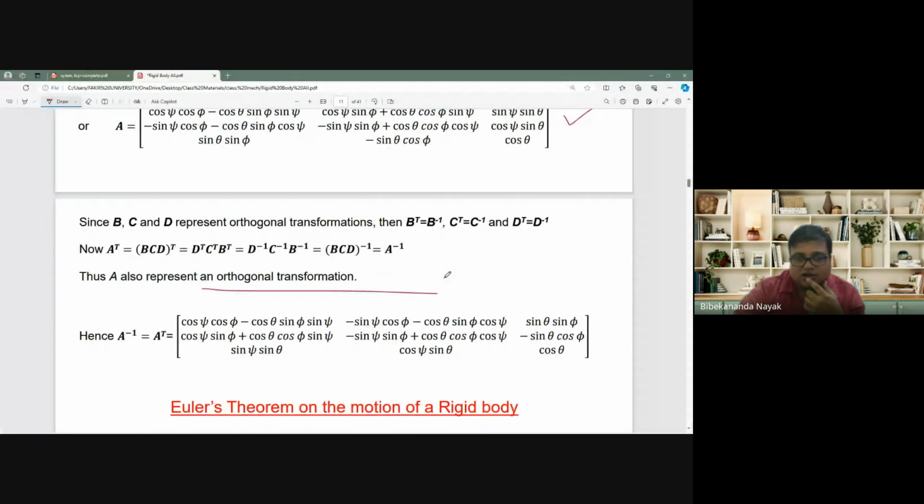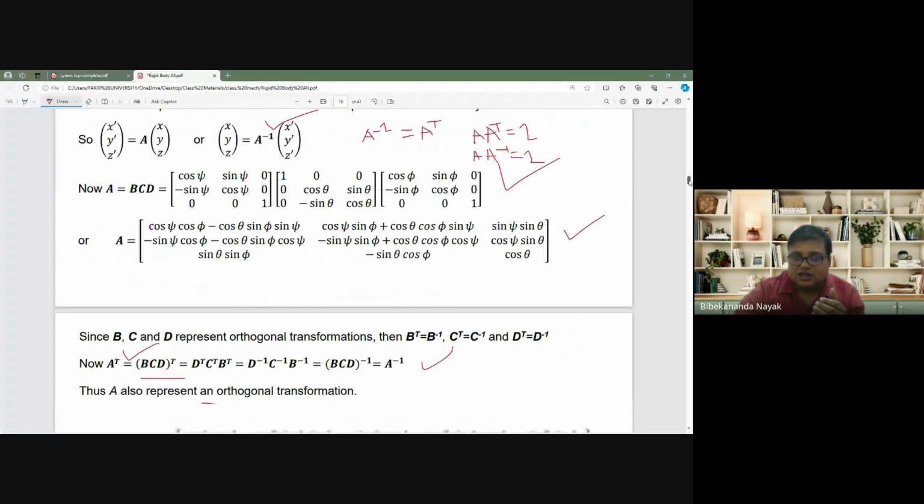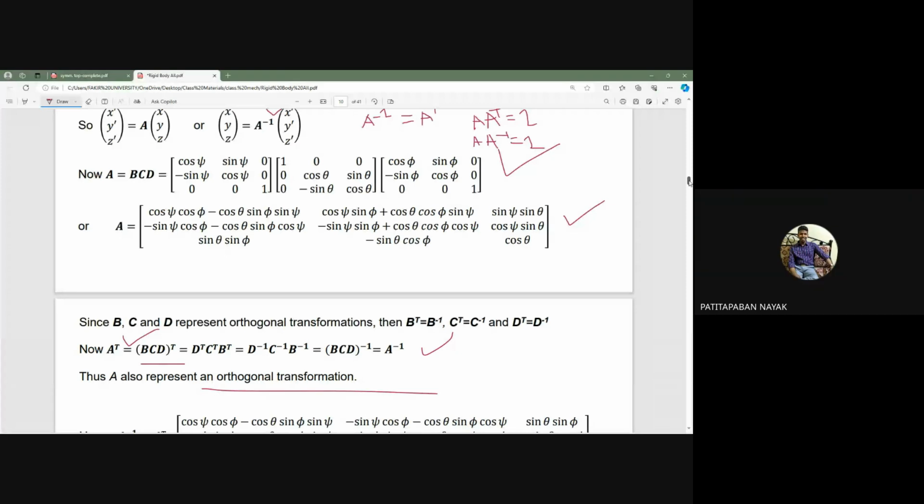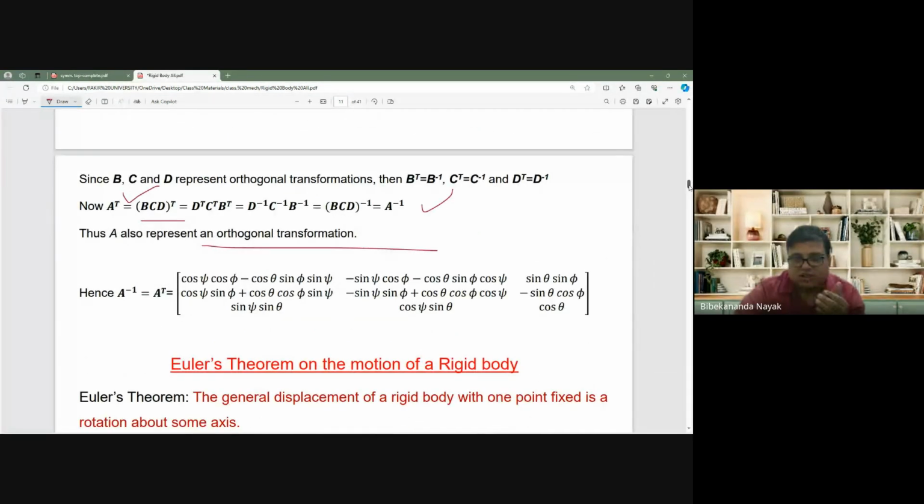In that way, you can show that A transpose is equal to A inverse. If you calculate A transpose, it means rows and columns are interchanged. Transpose means we change the row to column and column to row. This is all about Euler angles.